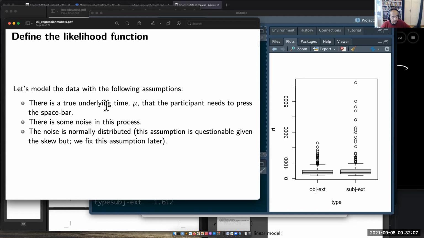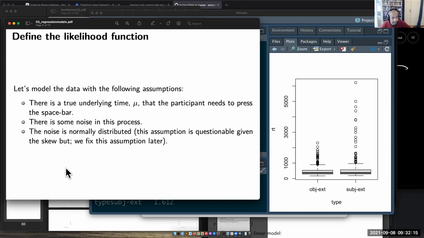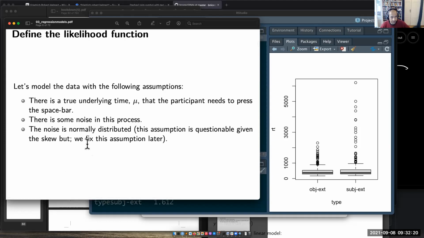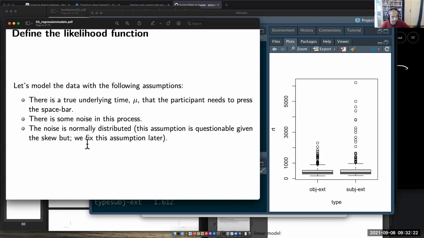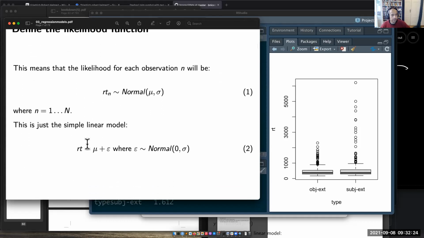So our goal now is to figure out an estimate of the underlying mean reaction time mu, and we're going to get some uncertainty estimate on that in the end, right? And we also know that there's some noise in the process. That's the sigma parameter, so we're going to get an estimate of that as well. We deal with the skew later. All right, so here we go. This is our model, a simple model.